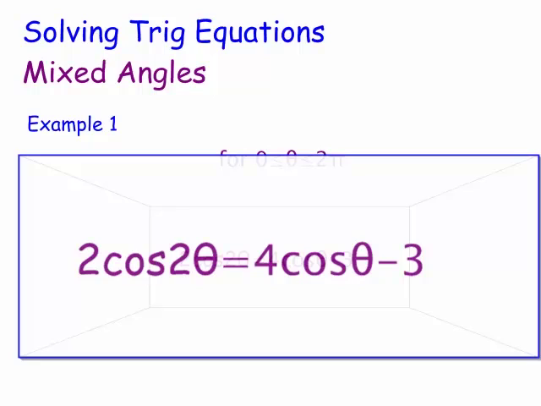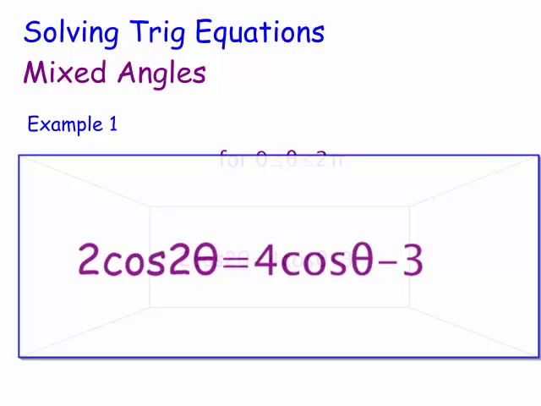I mean, we could go to sine theta, but you can see we've got a 4 cos theta minus 3 on the right-hand side, and we're going to need to unmix the cos 2 theta into cos thetas. And as you can imagine, we're going to get a cos squared theta result in there, and we're going to end up with what's called a quadratic type trig equation.